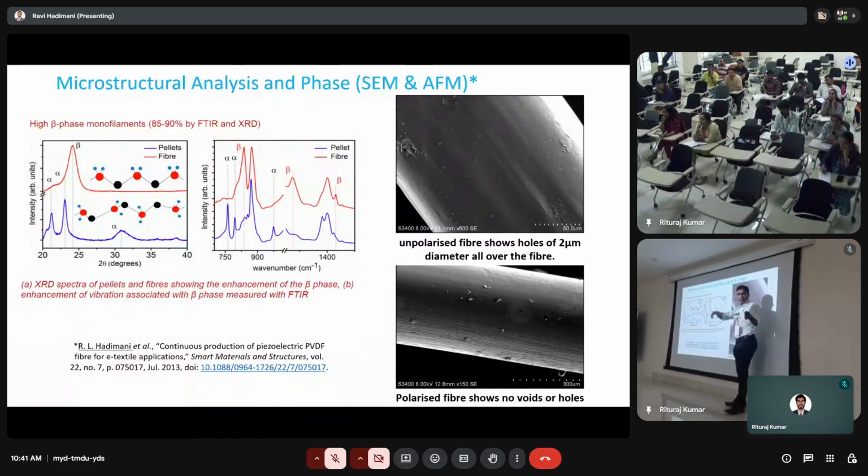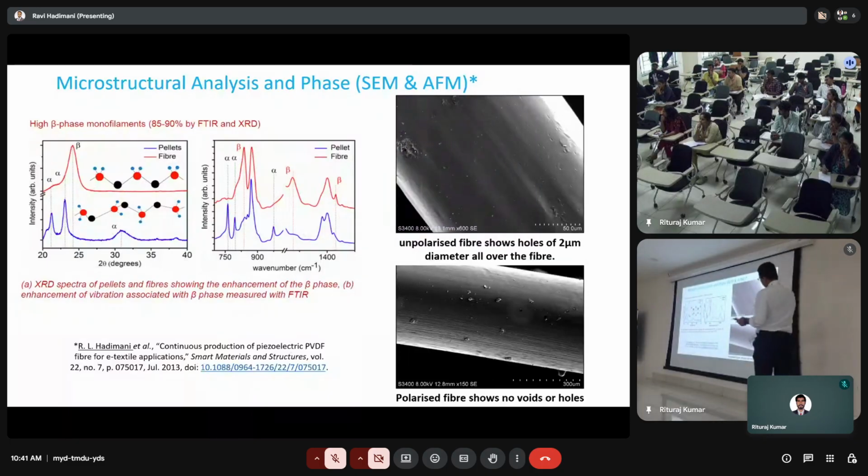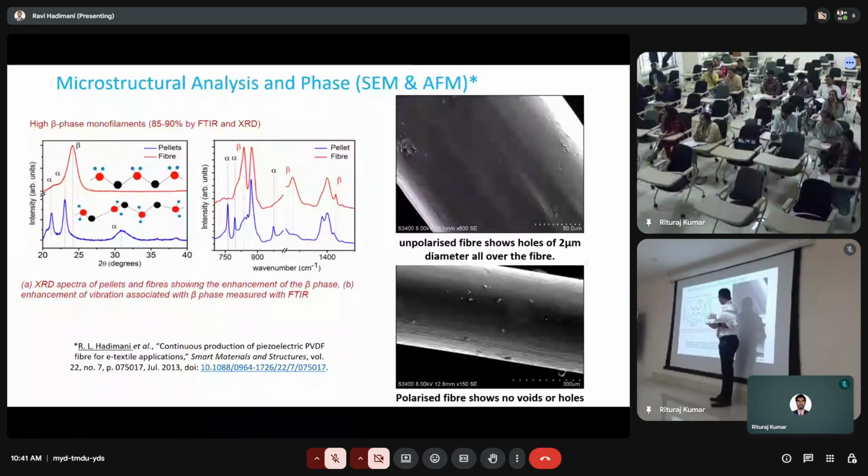So do you guys use FTIR here for characterizing materials? So FTIR is similar to XRD. This is another equipment which will give you different peaks, and those are signatures of different phases. It's popularly used for polymers. And here, this is XRD.